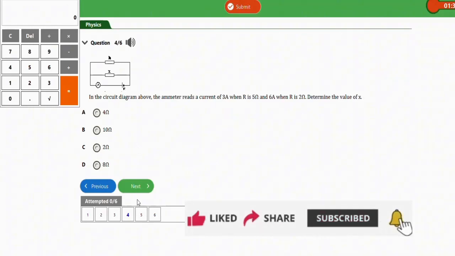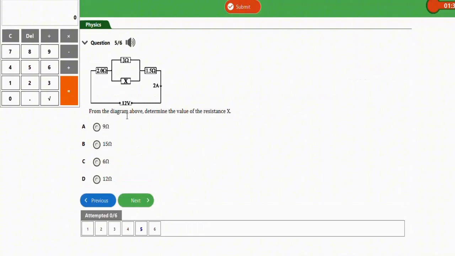Okay, so the last question will be this question. It says from the diagram above, determine the value of the resistance X. Okay, so we're going to apply this formula for Ohm's law, which is V equals I R. V being the voltage, we have it to be 12 volts equals the current is 12 ampere. So this current we times the resistance.